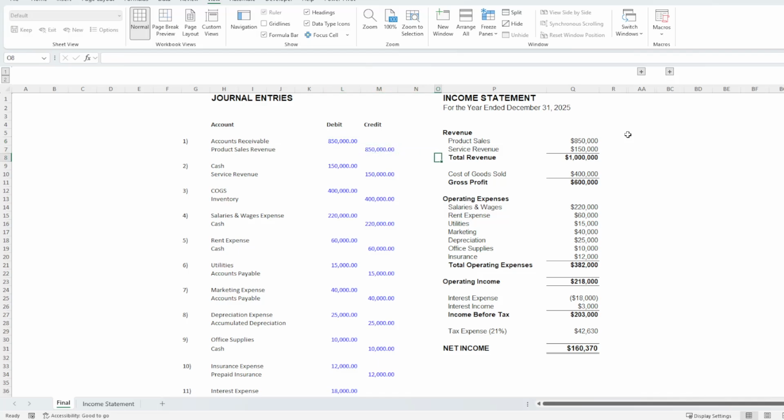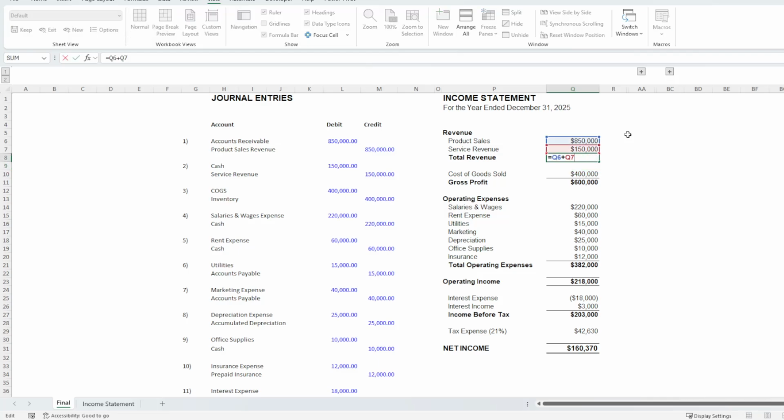Okay, the next line item we have is service revenue. We had $150,000. The assumption here is that we will debit cash, so we did receive cash for $150,000, and we're going to credit service revenue for $150,000 as well.